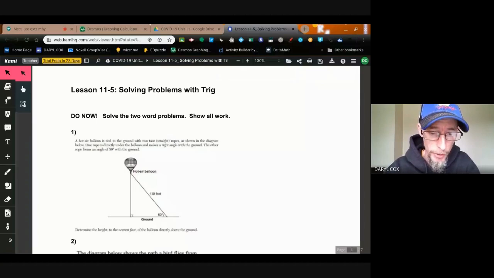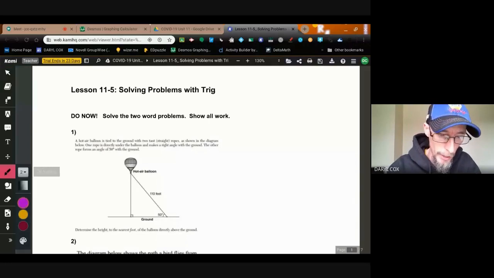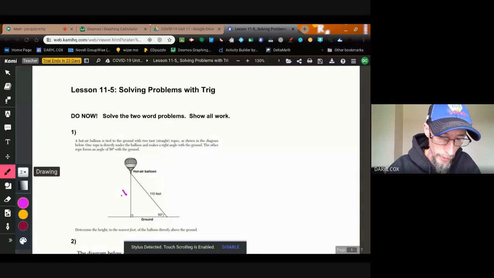We've got a hot air balloon tied to the ground with 2 taut straight ropes. So there's a rope coming across here, and there's a rope tied straight to the ground there. Below, one rope is directly under the balloon, the one making the right angle with the ground. The other rope forms a 50-degree angle with the ground, so we see that. Determine to the nearest foot, so now we know what we're rounding to, how high the balloon is right off the ground. So we're looking for the height of the balloon. I'm going to mark that with my X. So that's what I'm looking for, the height of the balloon.